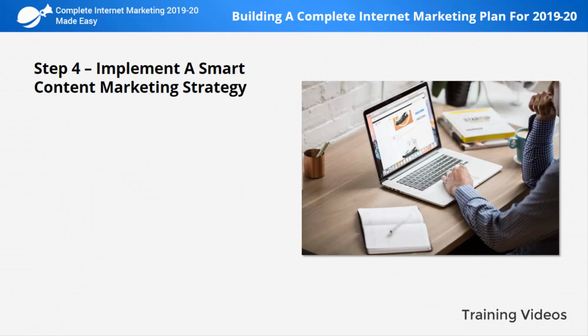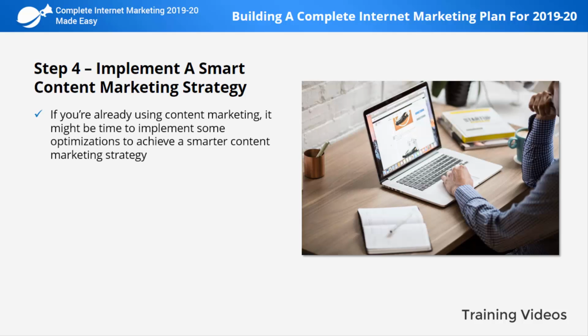Step number 4. Implement a smart content marketing strategy. If you're already using content marketing, it might be time to implement some optimizations to achieve a smarter content marketing strategy. Whether it's video, articles, or visual discovery, some elements that you have to implement to enhance your content are: appeal to human emotions to make your content more relatable and engaging. Use humor, drama, and nostalgia to hit your audience's core emotions.